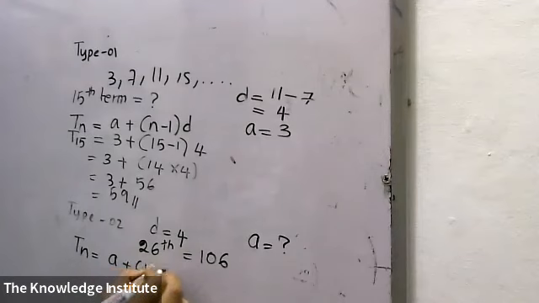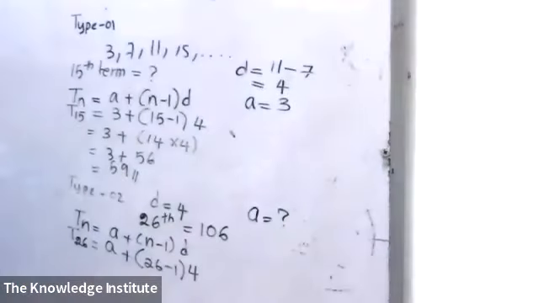Tn equals a plus (n minus 1)d. What is the value of a? Do we know? We don't know. First, they have given the 26th term value. First, substitute again. T26, a plus (26 minus 1). What is d? 4.